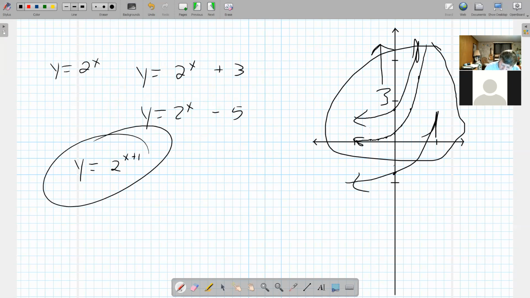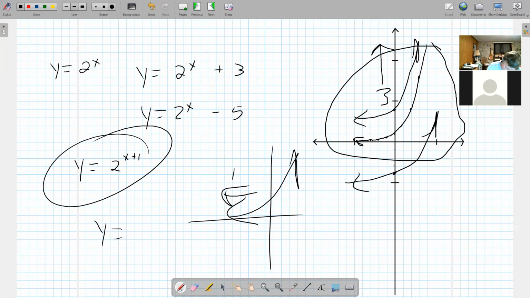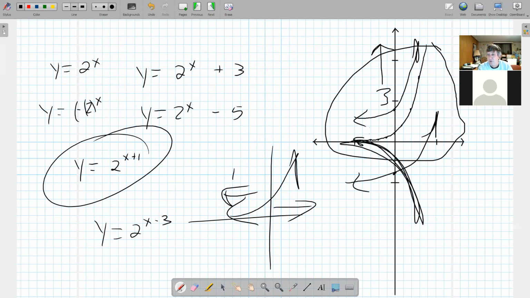If this is y equals 2 to the x, it's going to move it that way 1 unit. Or y equals 2 to the (x minus 3), not 2 to the x minus 3 out here, but a minus 3 as part of the exponent is going to move it that way 3 units. Well, what if you put a negative sign in front of it? y equals negative 2 to the x. The base is still 2, but the negative sign would flip it over and it would open down like that. All right, that's all I want to say about the graphing.